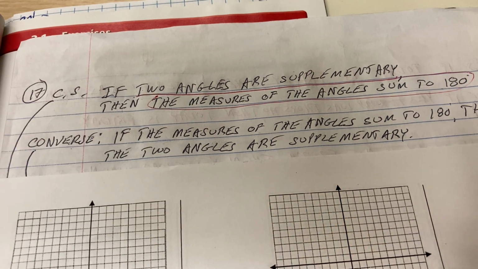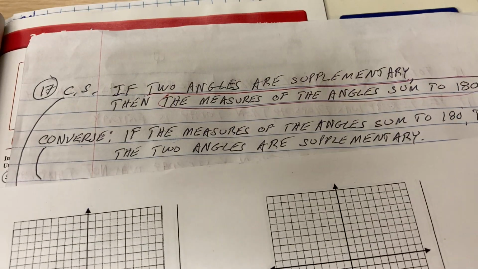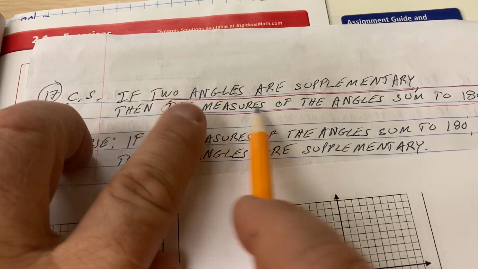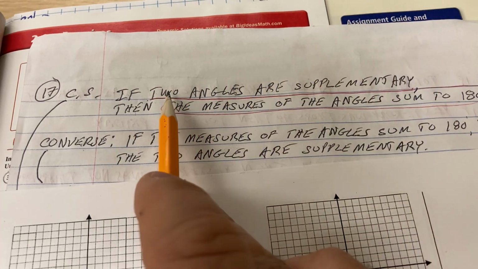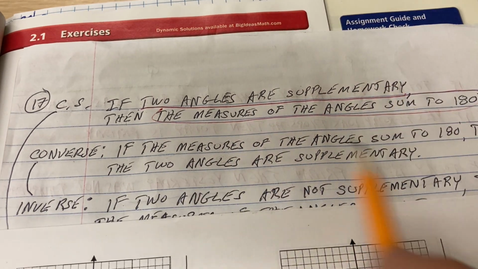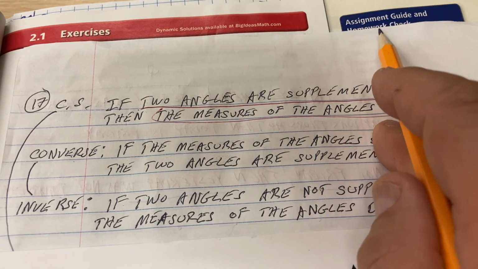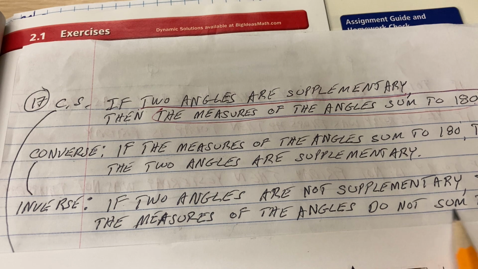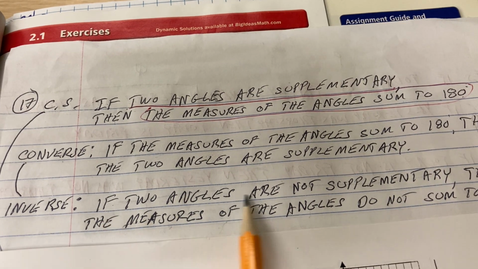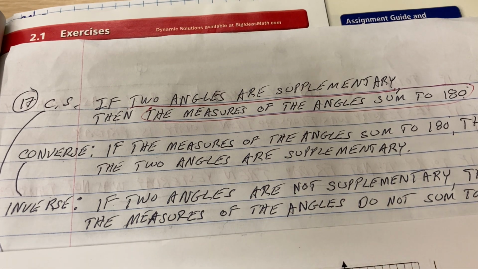Then we have the inverse. The inverse is where you take the conditional statement and you negate both parts. The opposite of two angles are supplementary would be two angles are not supplementary. The opposite of the measures of the angles sum to 180 would be the measures of the angles do not sum to 180. So your inverse would be, if two angles are not supplementary, then the measures of the angles do not sum to 180 degrees.